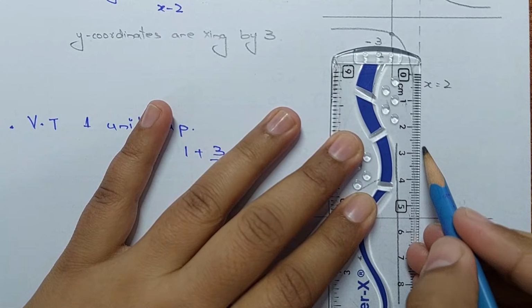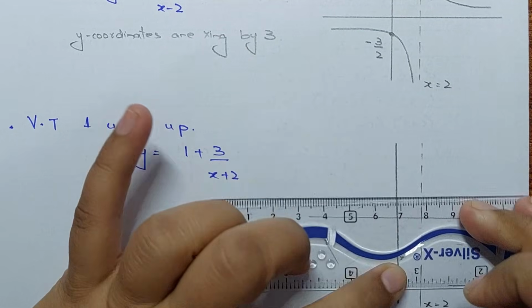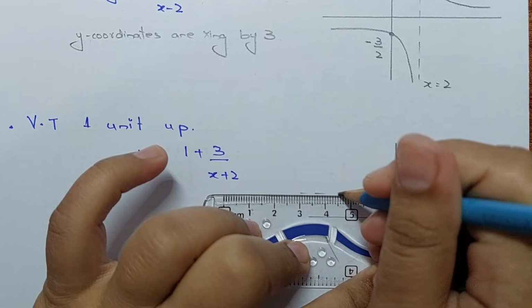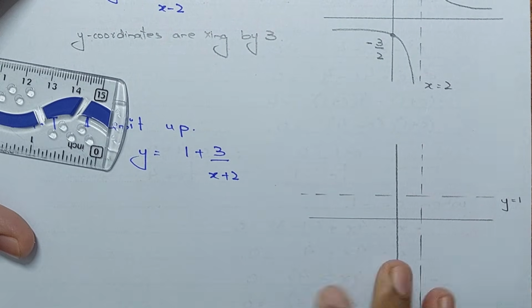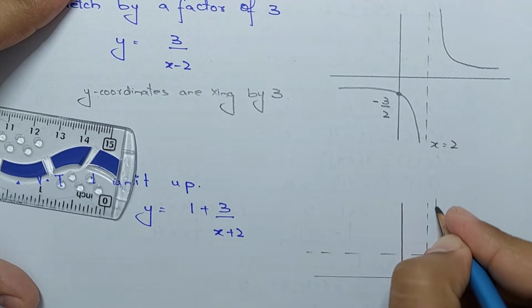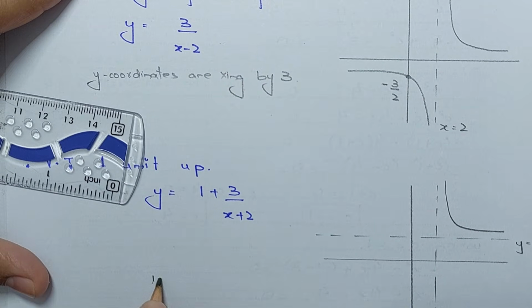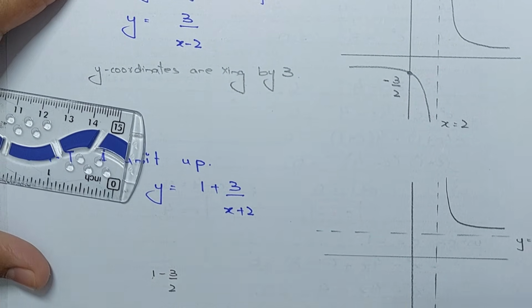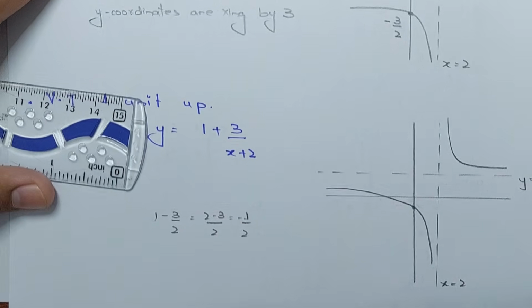So here we have x equals 2, and here we have y equals 1. This line is y equals 1. You have to shift everything 1 unit up, and we have to shift this thing 1 unit up. It means 1 minus 3 by 2. Minus 3 by 2, just add 1. Here we have 2 minus 3 by 2, which is minus 1 by 2, your y-intercept. Minus 1 by 2 is over here. This is how the graph looks.